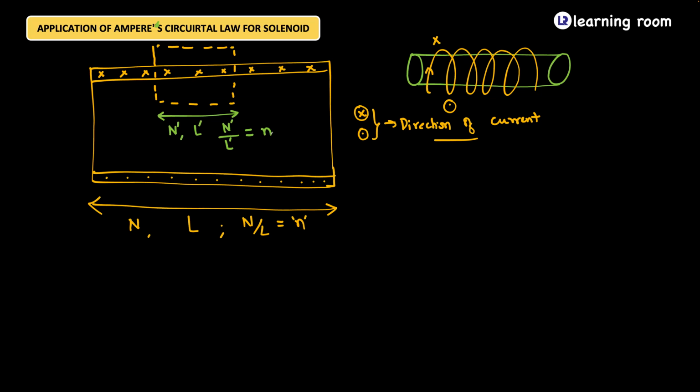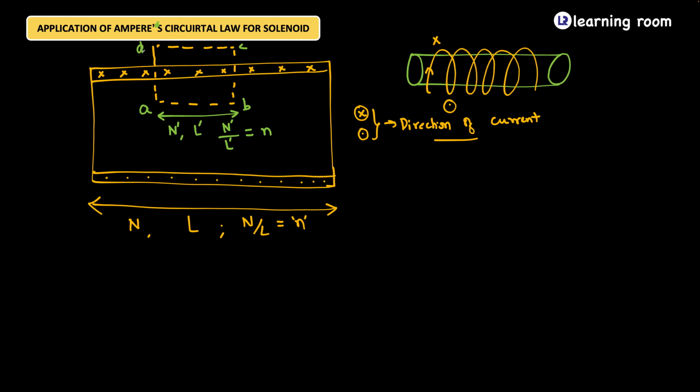So what do we need to do? We need to calculate the magnetic field due to this shape. So how to proceed? I've considered the Amperian loop also. Let me say this is A, B, C, D. The loop's name is A, B, C, D.